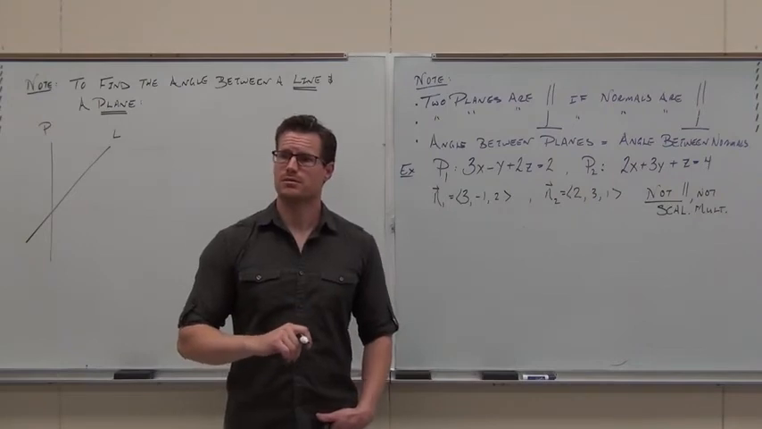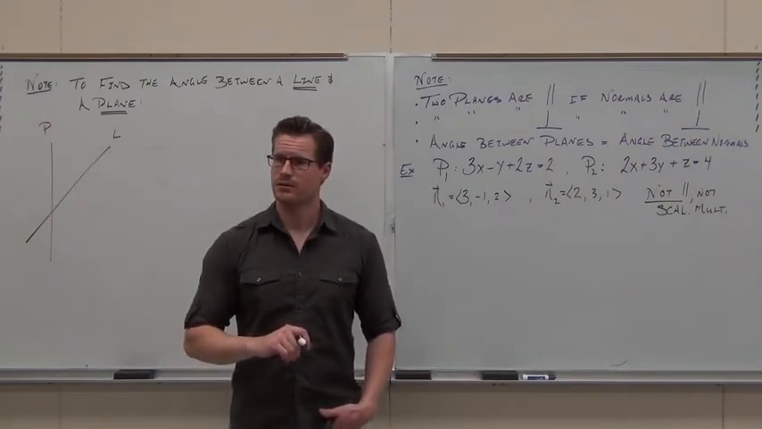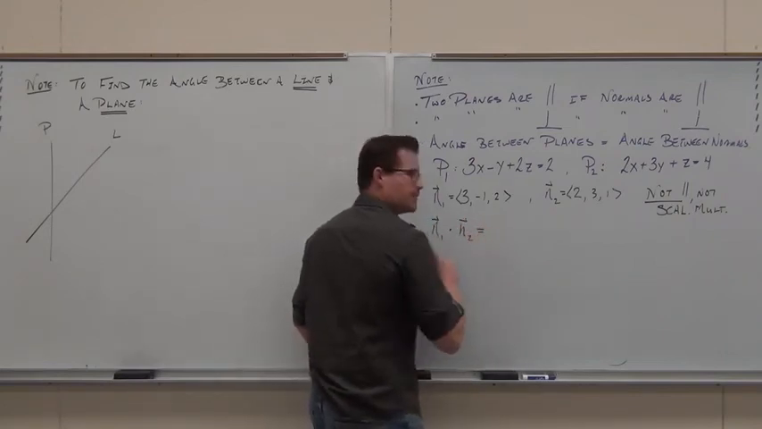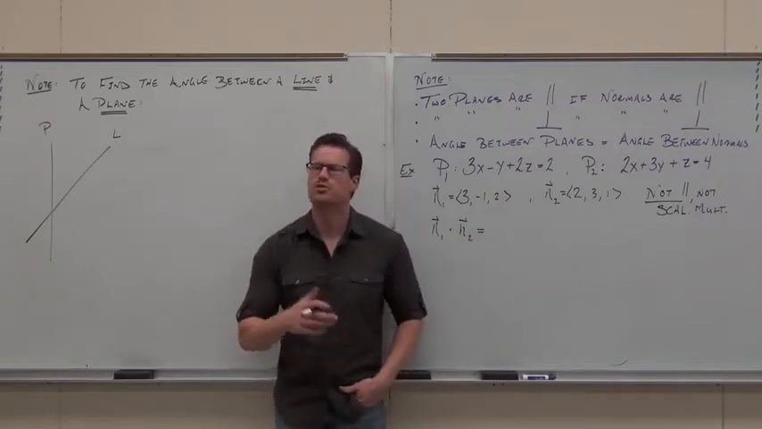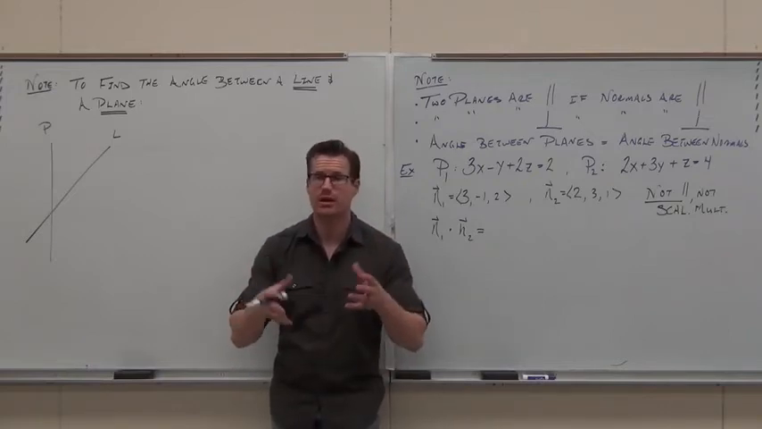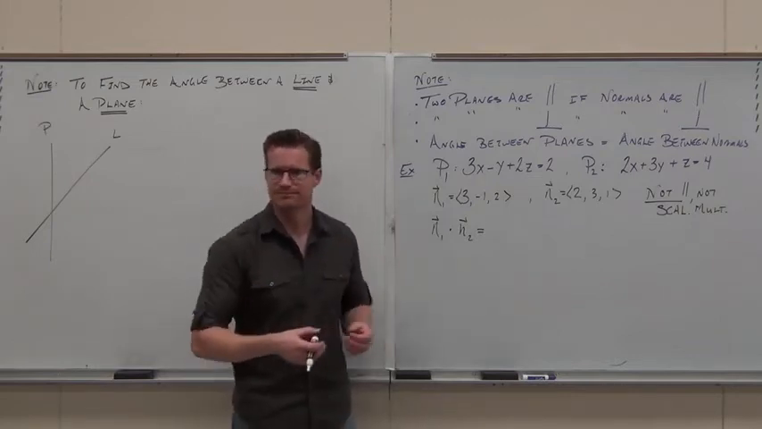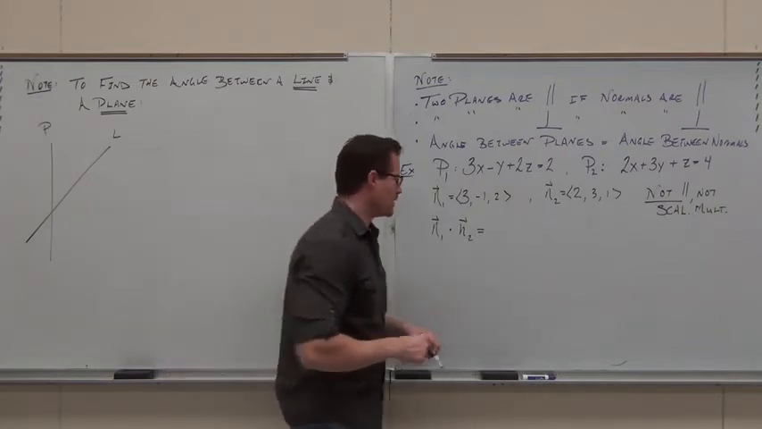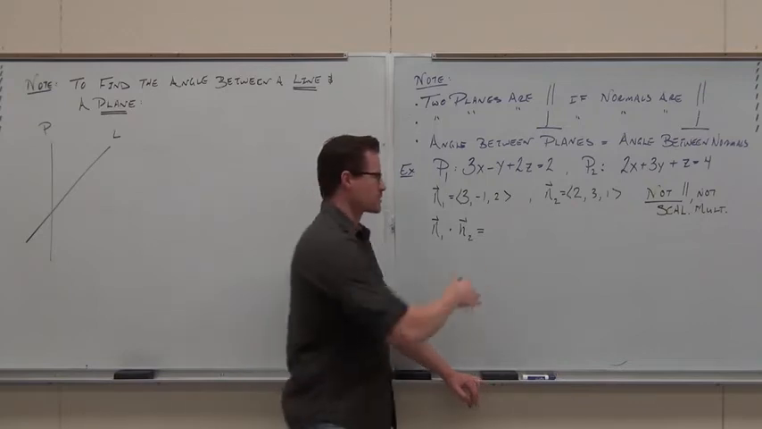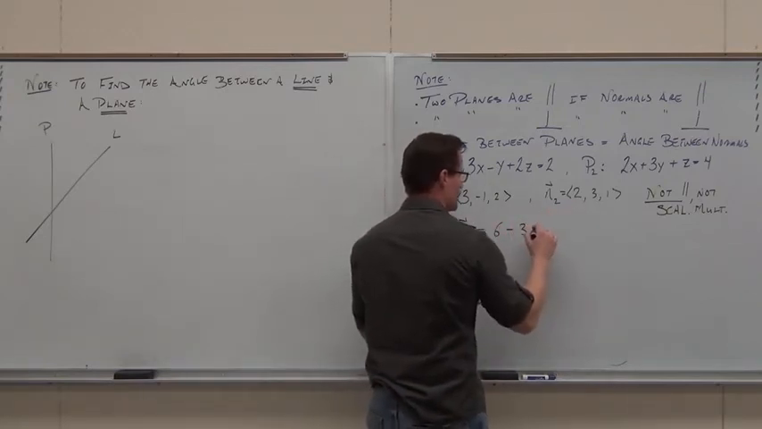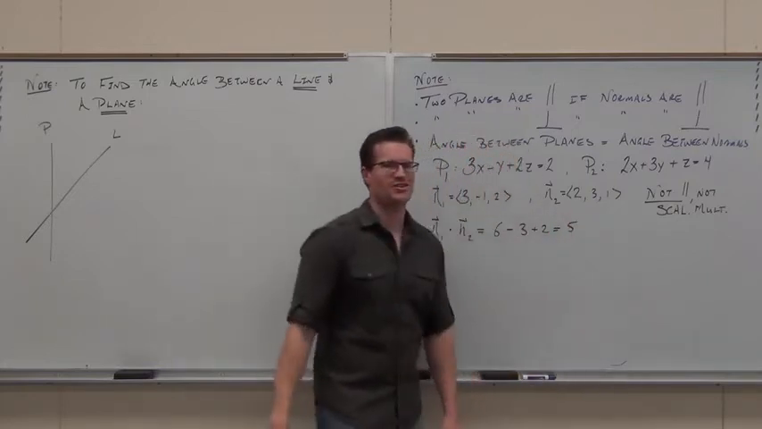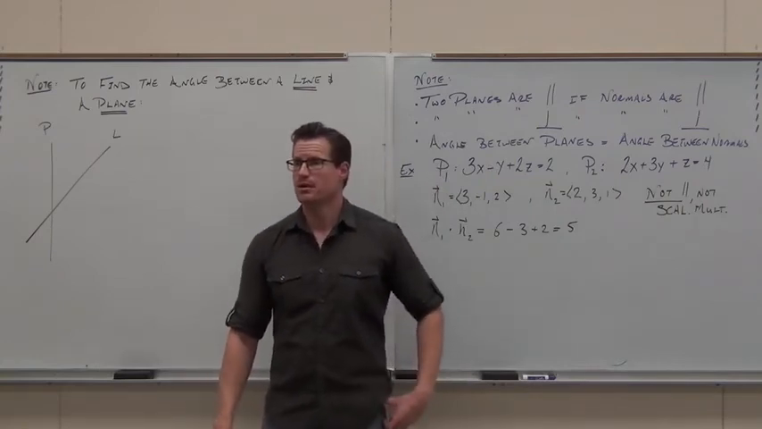Are the planes perpendicular? This is what it would take to figure out. Do you remember the dot product? If the dot product is what number, then we have perpendicular? Perfect, that's how you check. If we do the dot product and it's not zero, then we have not perpendicular. So we'll try it. Not zero. Did you get not zero? Did you get 5? Yes.